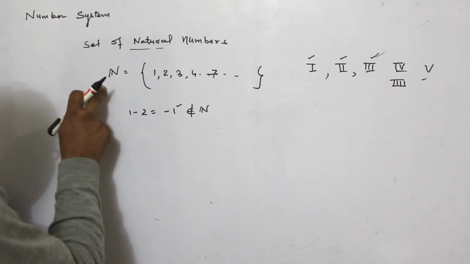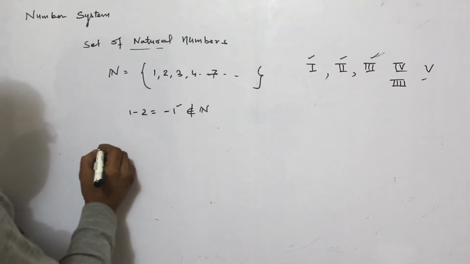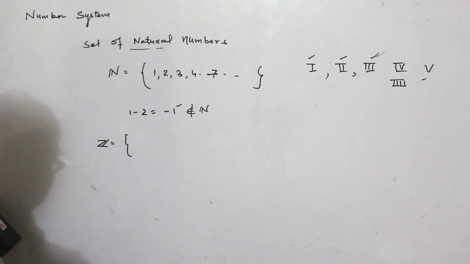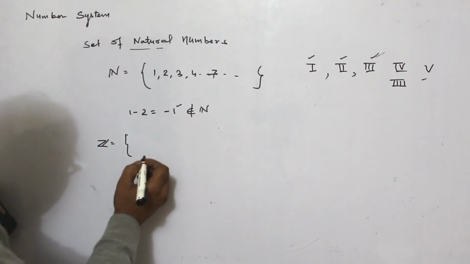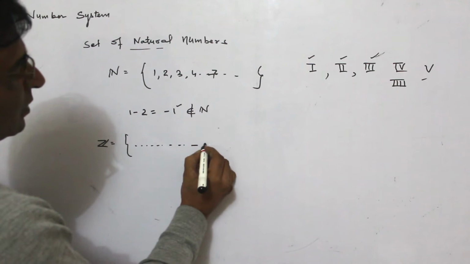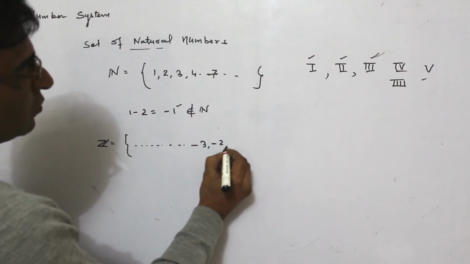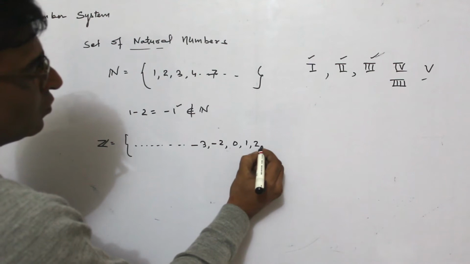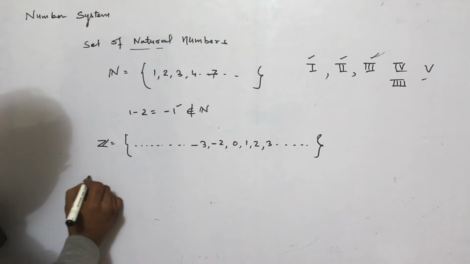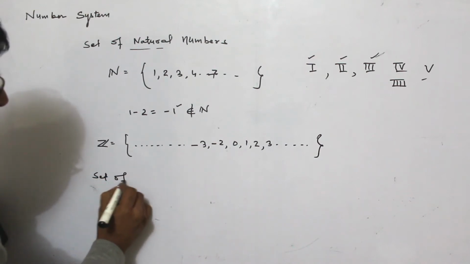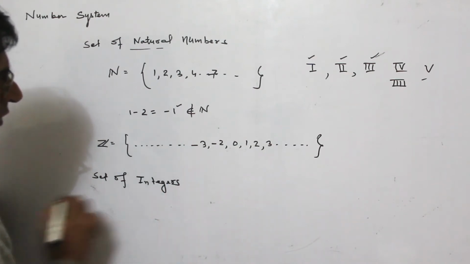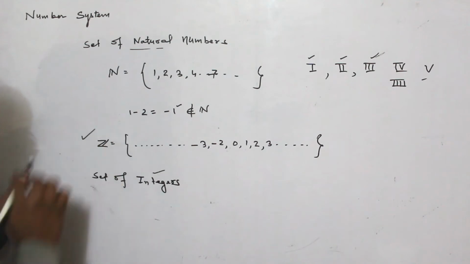So the set was developed into the integers, and a new set came into existence that has elements of this type: minus 3, minus 2, minus 1, 0, 1, 2, 3, and so on. This is the set of integers. Why do we call it the set of integers?